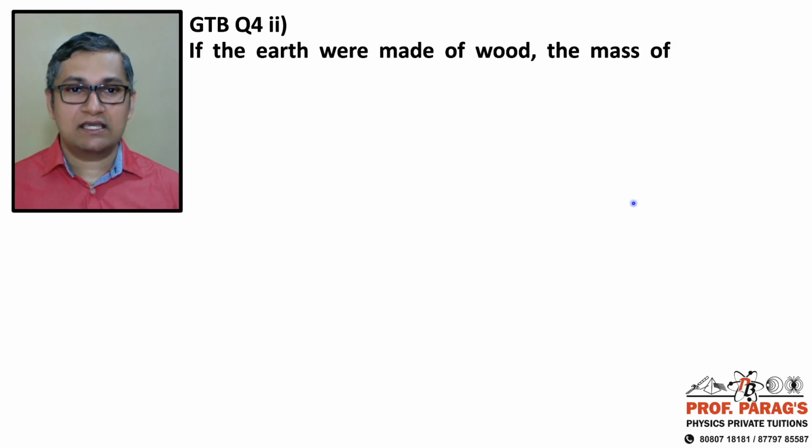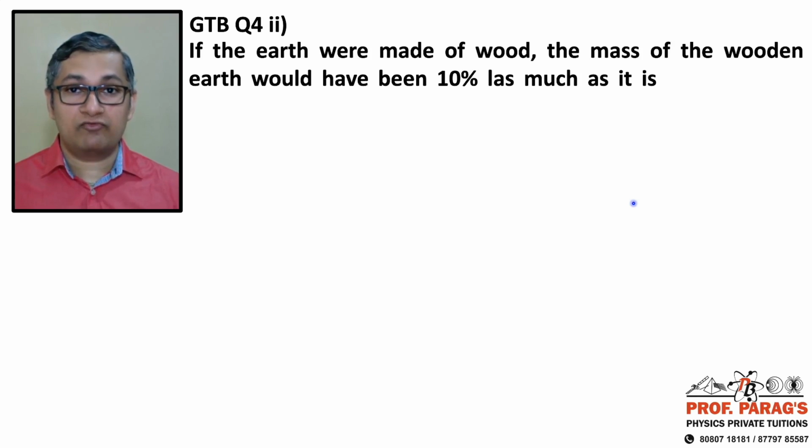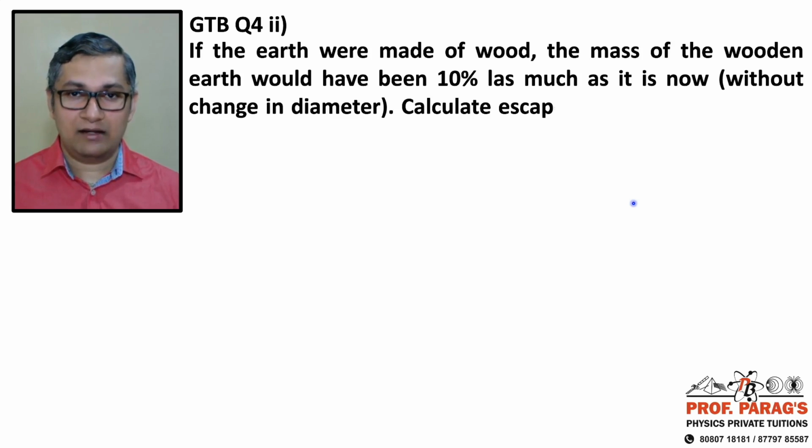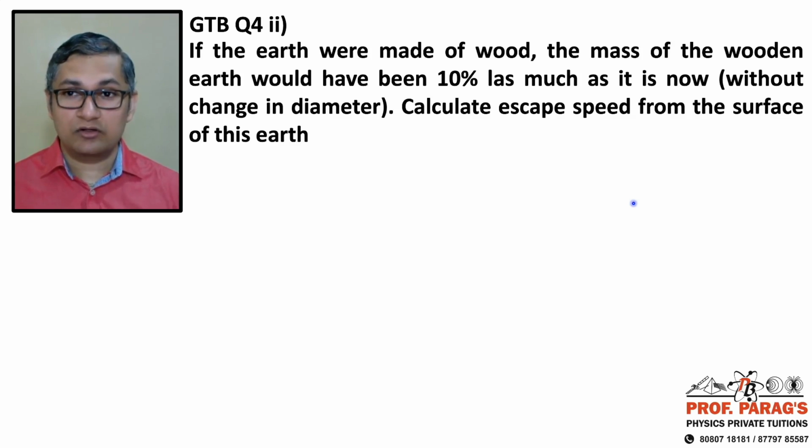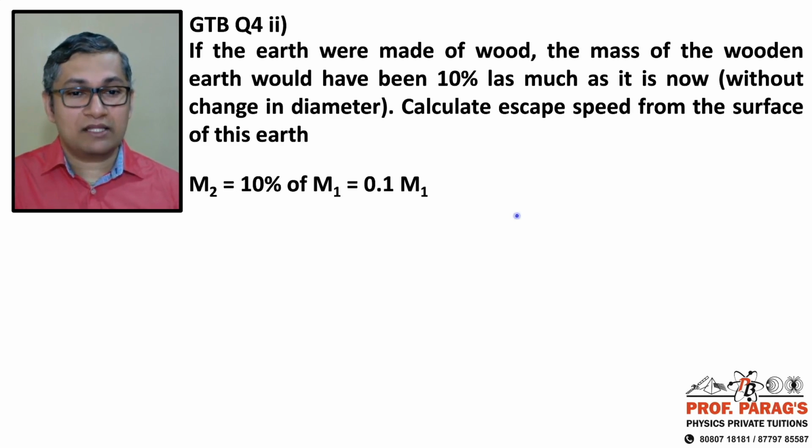So the question is, if the Earth were made up of wood, right now it's not, but suppose it was made up of wood, the mass of the wooden Earth would have been less. So how much less? It would have been 10% as much as it is right now. So if it is 10% as much as it is right now without changing the diameter, calculate the escape speed.